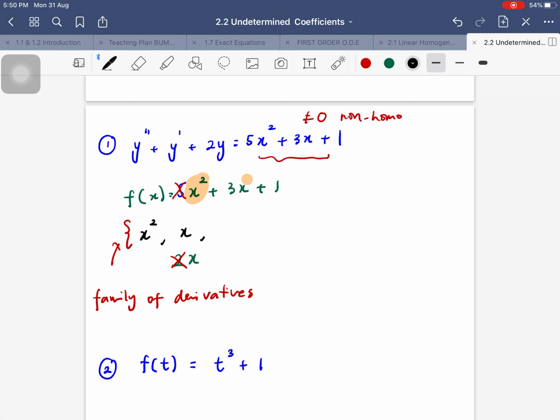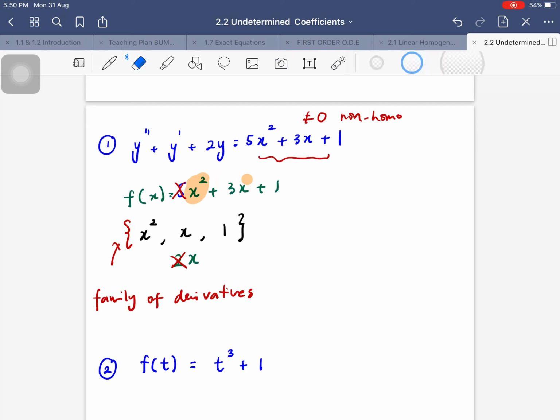So if I wanted to find the preceding element, I'm going to differentiate x. And I know that when I differentiate x, I will end up with 1. Okay, and when I differentiate 1, I know that I'm going to end up with 0. So I'm going to stop right there. So therefore, my elements in my family of derivative for this case are going to be x squared, x to the power of 1, and also x to the power of 0, which is going to be 1.